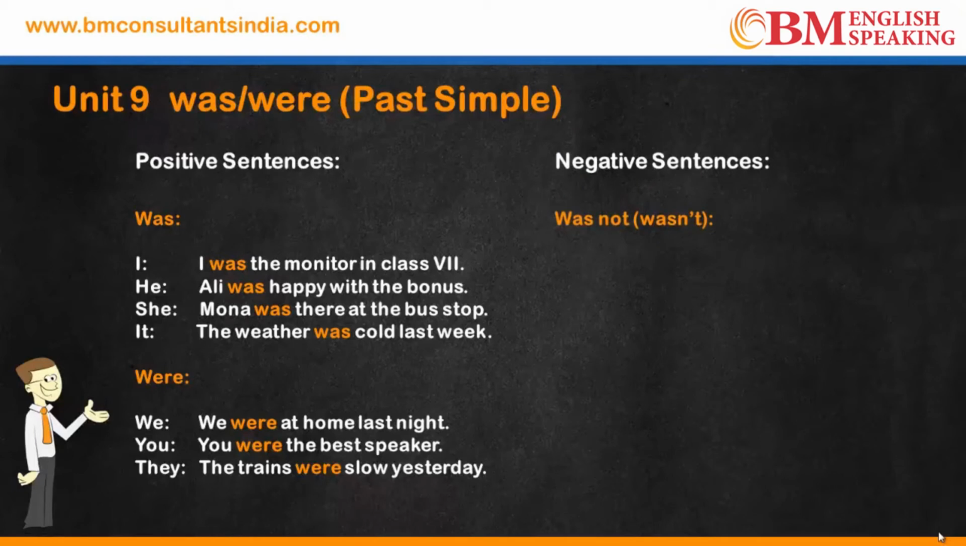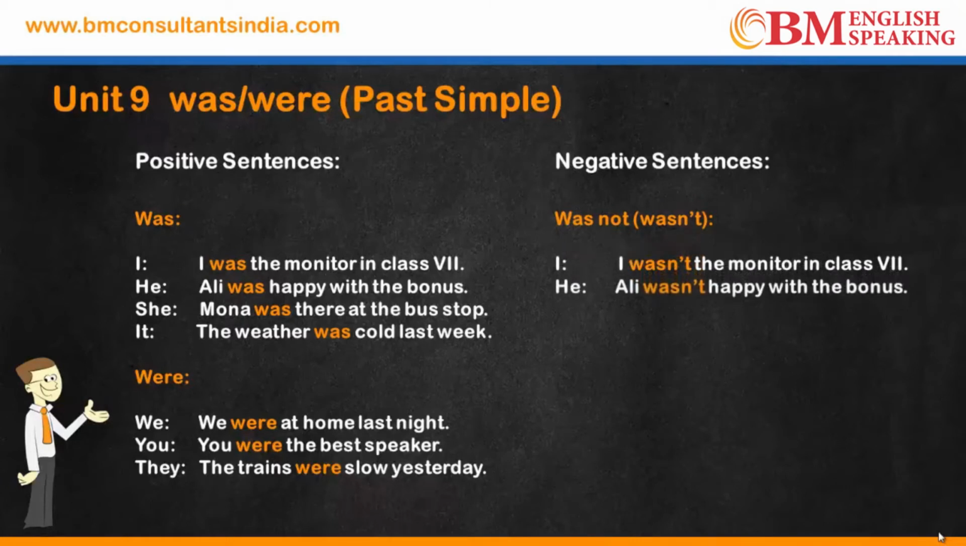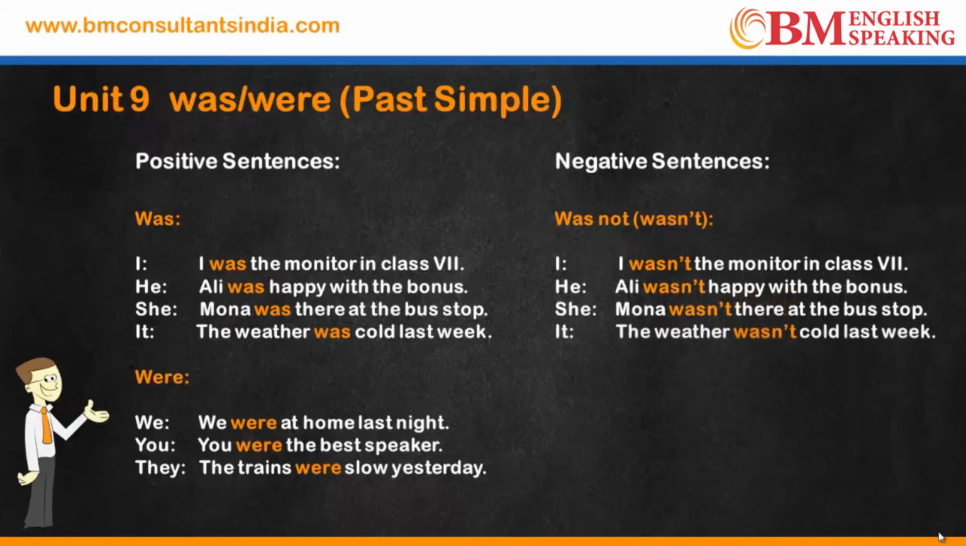Wasn't is a short form of was not. I wasn't the monitor in class 7. Ali wasn't happy with the bonus. Ali बोनस से खुश नहीं था. मोना वहां उस बस स्टॉप पर नहीं थी. Mona wasn't there at the bus stop. The weather wasn't cold last week.